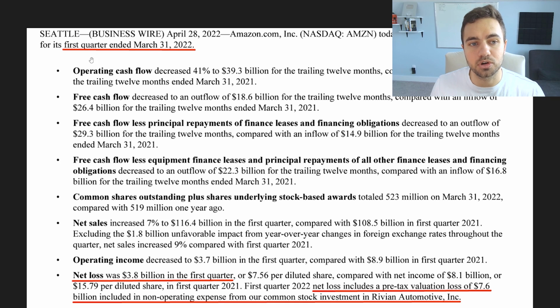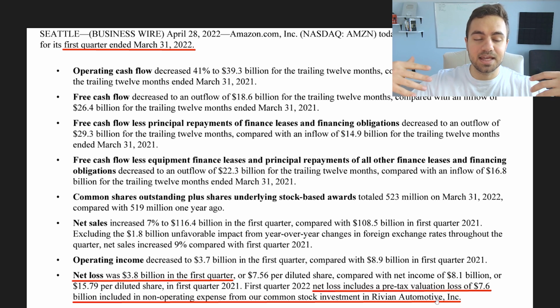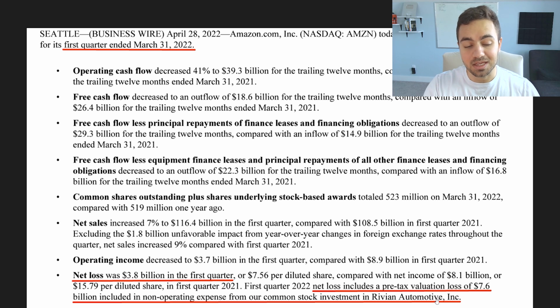And then by the first quarter of 2022, literally just 3 months later, Amazon reported a net loss of $3.8 billion, and the net loss included a pre-tax valuation loss of $7.6 billion due to their Rivian Automotive investment. So in the fourth quarter of 2021, Rivian's stock was up, and that caused Amazon to report an $11.8 billion gain to their net income. Then literally 3 months later, Rivian's stock price was down, and since Amazon is a shareholder in Rivian, they had to report a $7.6 billion loss on this investment, literally just 3 months later.